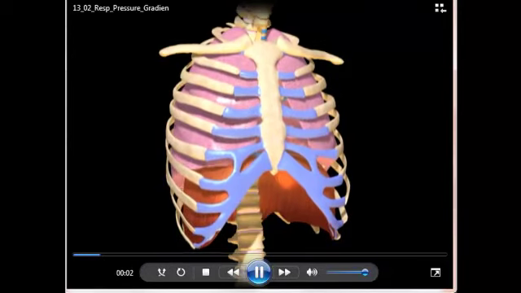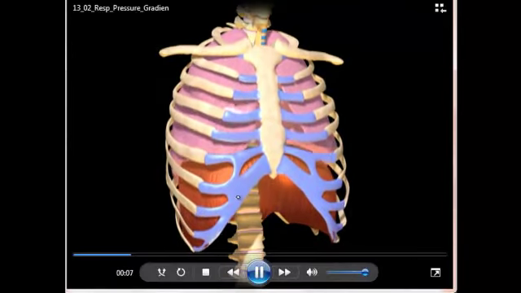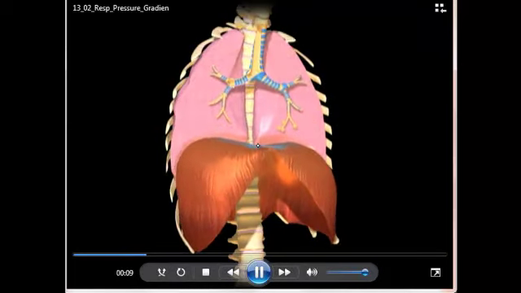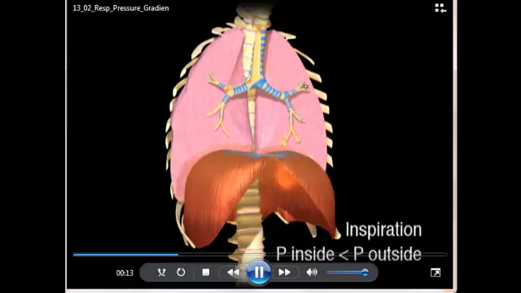Here are our lungs. Notice the diaphragm down below. Now it's contracting. Notice as it contracts, it pulls down on these lungs. As this contracts, notice how the lungs are going to open up. So now at this point, this is inspiration. Our diaphragm is contracted.